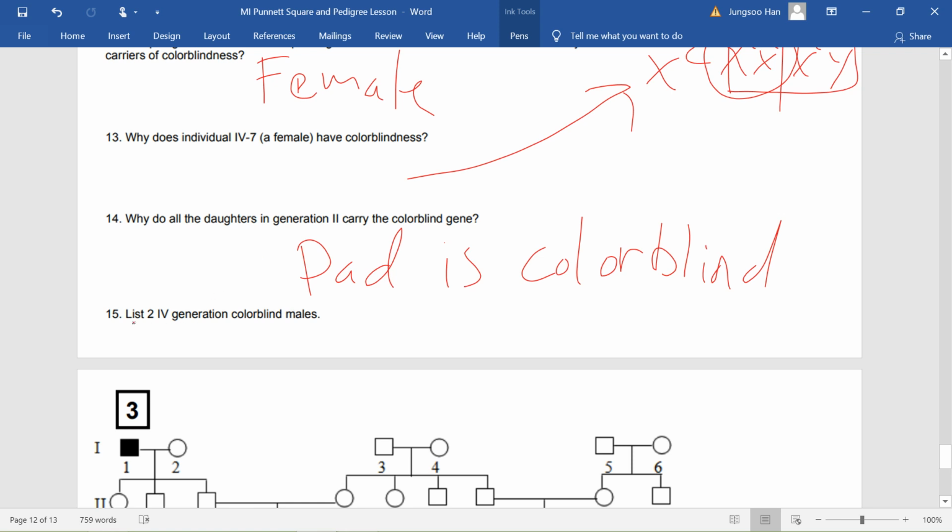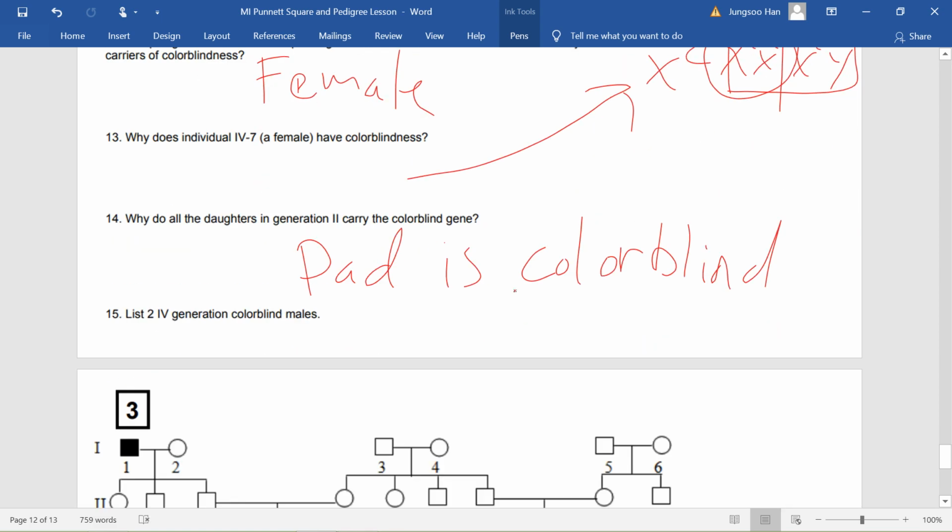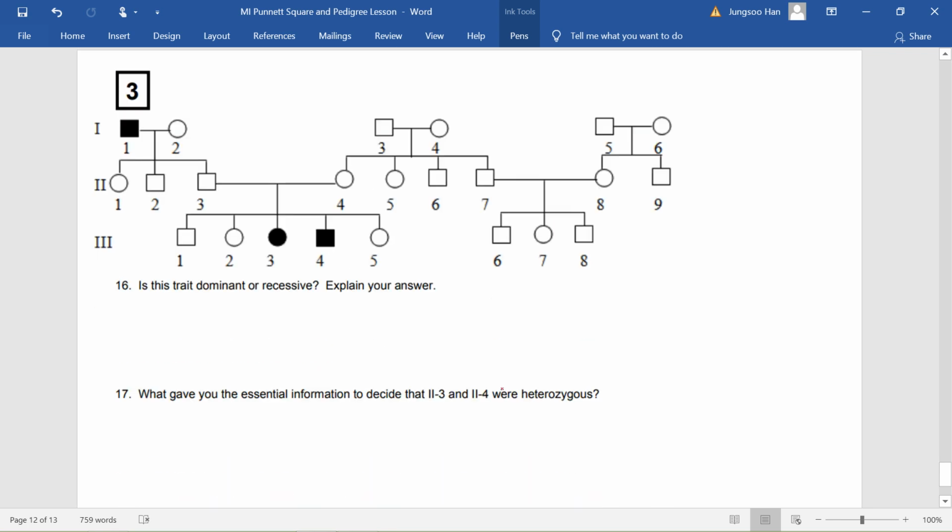And then list 2 generation 4 colorblind males. So that would be this one, individual 1 and individual 5. Okay. And now let's move on to our next set of problems.